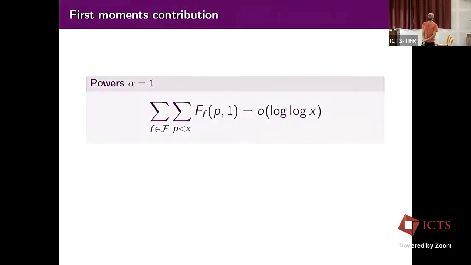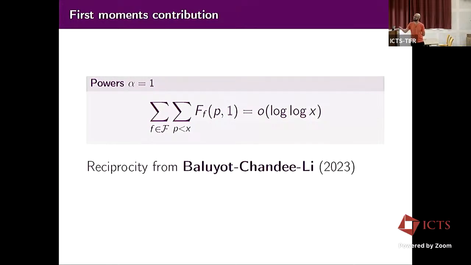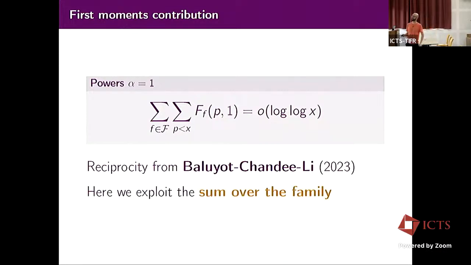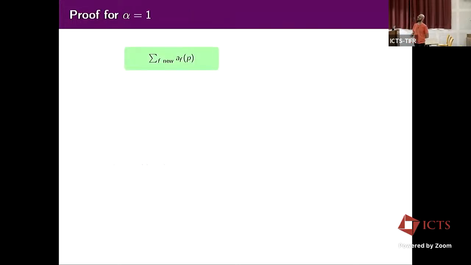Okay, so the result I want to prove is that powers 1 don't contribute to the main results. We already have our moments, so we want to show, on average this time, that this is small. And that's something inspired by the work of Bui, Chandee and Lee that I mentioned earlier, that proved the best result for low-lying zeros for modular forms. And we exploit a lot of sums over families. So let's see how it works.